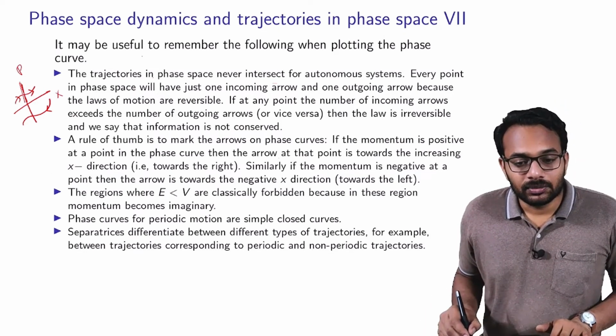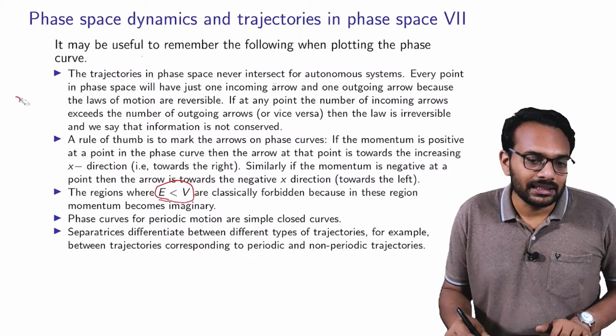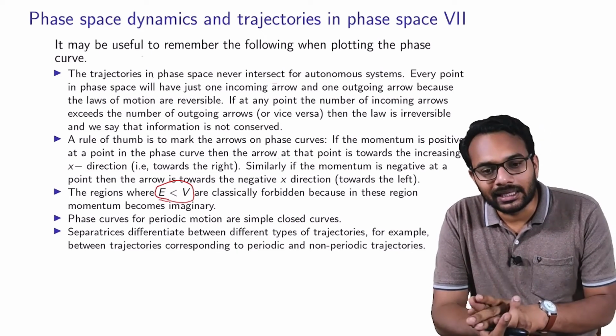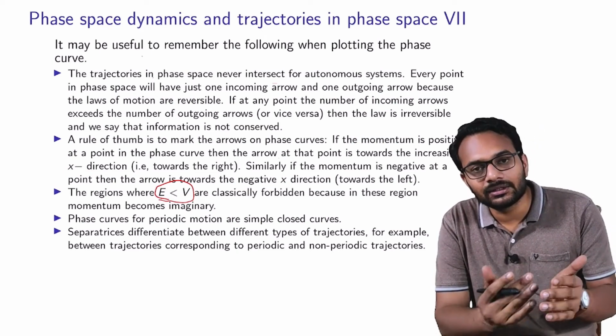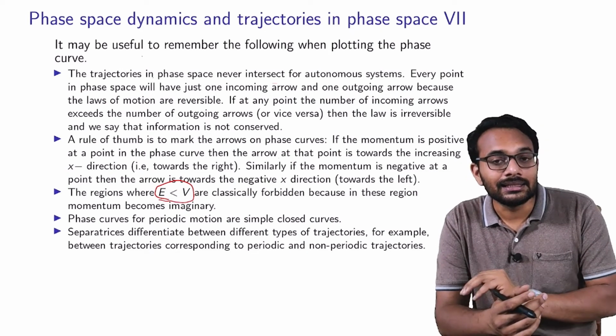Okay, the regions where E is less than V. In the graph you will see that when the potential energy is negative, the total energy can also be negative, but the kinetic energy cannot be negative. So there are regions where E, the total energy, is less than the potential energy. In these regions, these are classically forbidden.